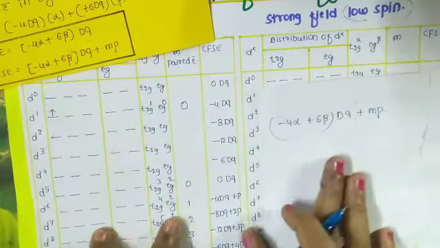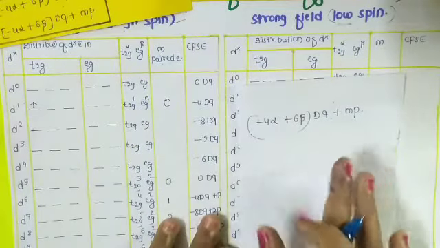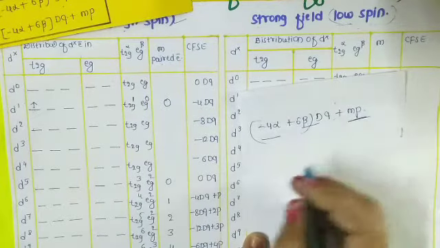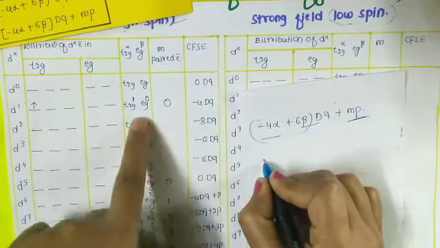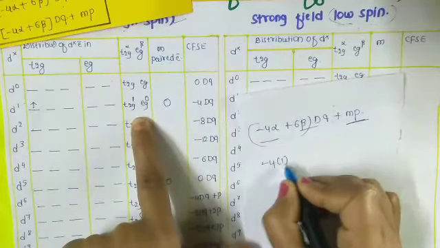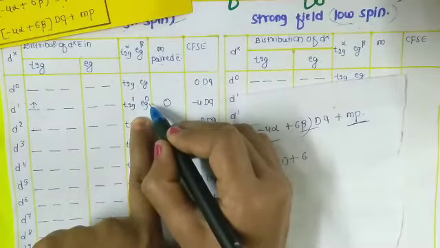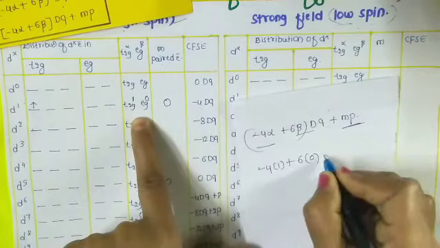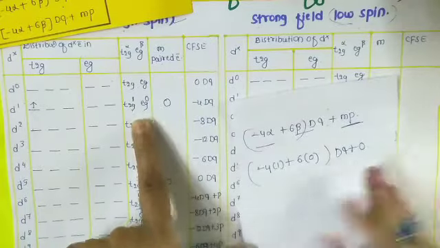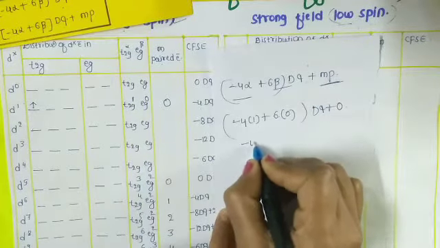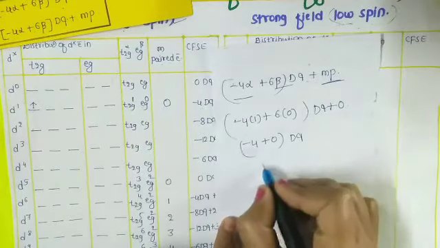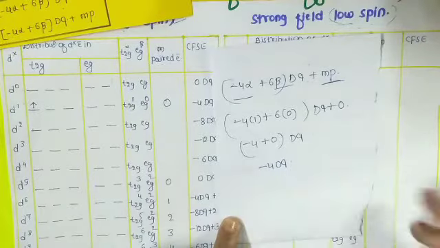So now in this one, how many paired electrons are there, and how many alpha and beta electrons? Here minus 4 into how many alpha electrons? Only 1, so into 1, plus 6 into how many beta electrons? 0, so into 0, into Dq, plus there is no paired electron, so it is 0. So now it is minus 4 plus 0 Dq, that is plus 0. So its answer is minus 4 Dq.